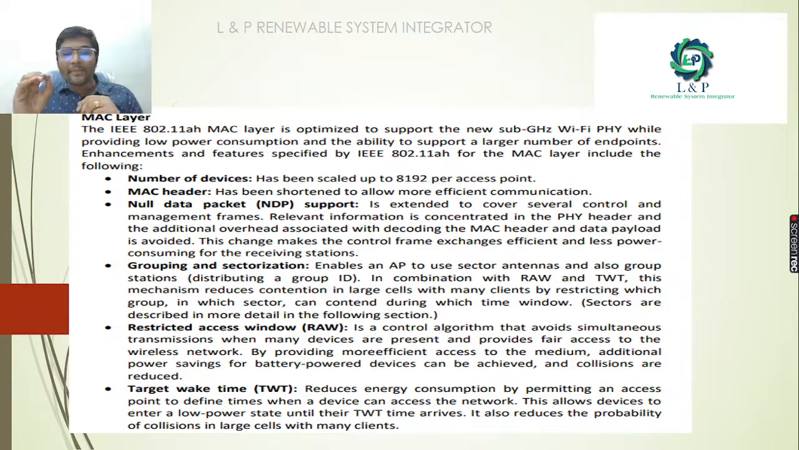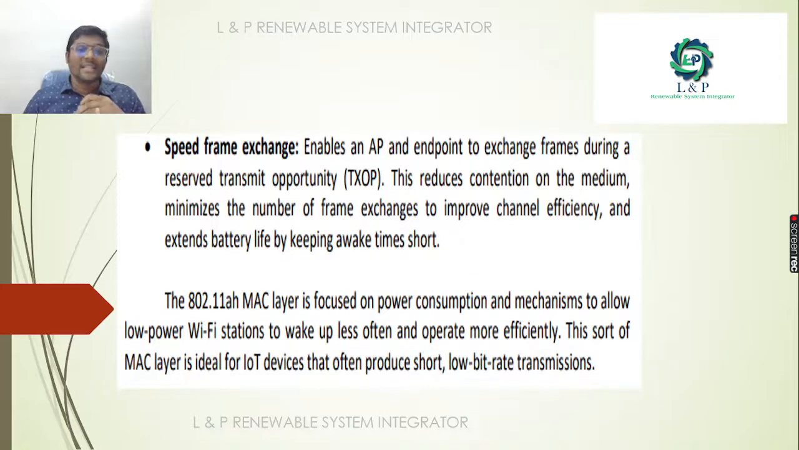Target wake time reduces the energy consumption by permitting an access point to define the time when a device can access the network. Next is speed frame exchange. It enables the endpoint to exchange frames during a reserved transmit opportunity. The most important factor of this MAC layer is that it mainly focuses on power consumption and mechanisms to allow low power Wi-Fi stations to wake up less often and operate more efficiently.